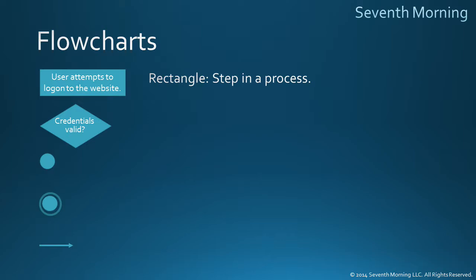The second shape is the diamond. Diamonds are sometimes called decision points or decision steps, and probably half a dozen other terms. But what they mean is that the next step will vary based on some data or a decision of some kind. And I'll add some text here, which says just "Credentials valid?" Okay, note that question mark, that's important.